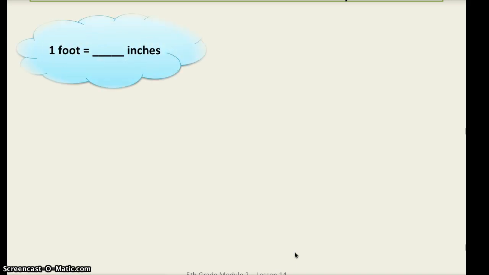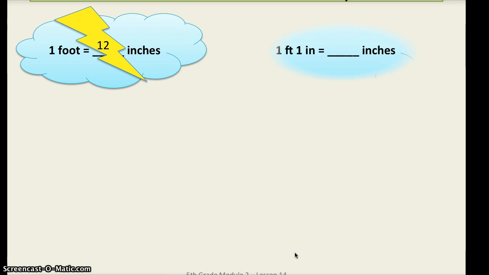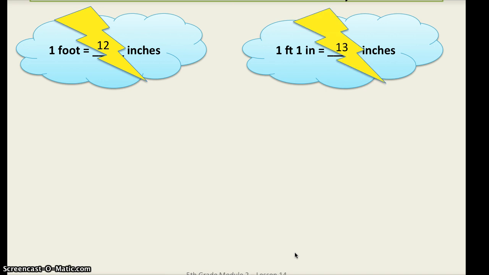Okay, let's do some more. 1 foot is how many inches? 12. Ooh, there's some awesome sound effects with this. It's appropriate for today's weather. 1 foot and 1 inch is going to be how many inches altogether? Write it on your whiteboards. 13.